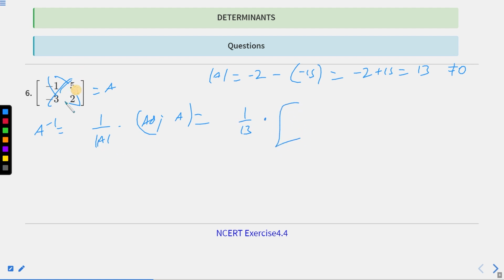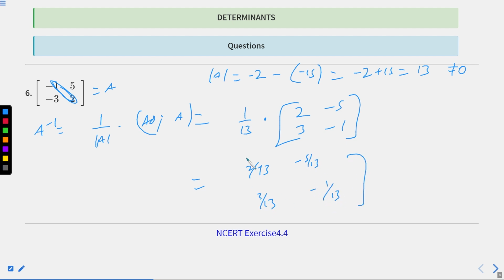Adjoint means just interchange the main diagonal positions, so 2 and minus 1, and put a minus sign to the remaining entries. You will get your inverse. So 2 by 13, minus 5 by 13, 3 by 13, minus 1 by 13. Okay, this will be your inverse.